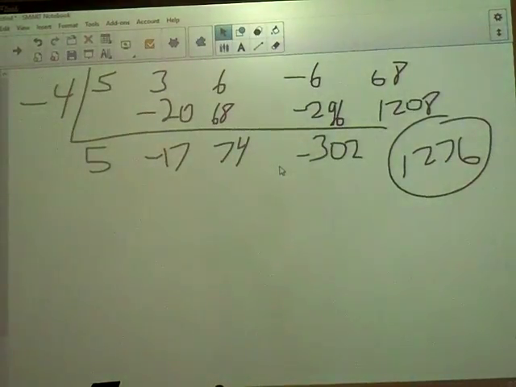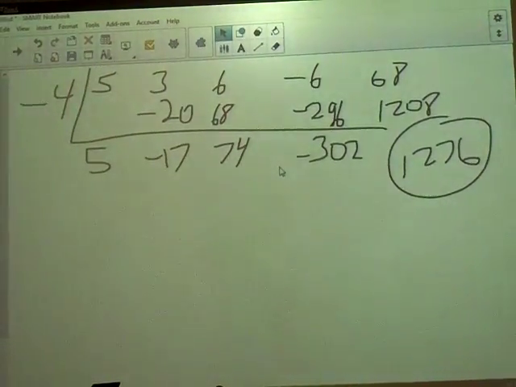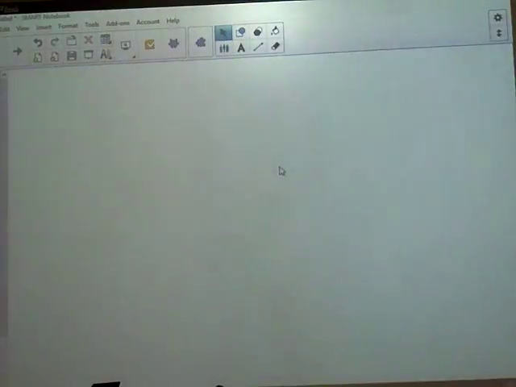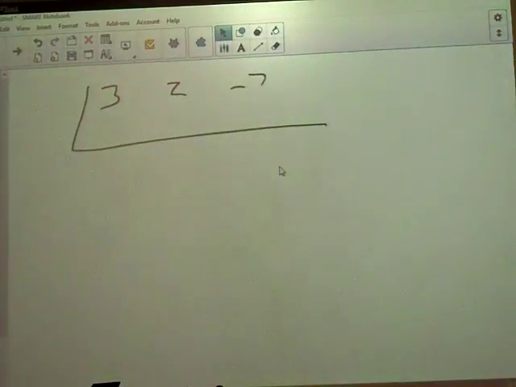Alright, on 11 it says use factor theorem to figure out if that's a factor or not. What you're looking for on that is if your remainder is a 0. So if you get a 0 remainder, yes, it's a factor. If you don't, no, it's not. So I have a 3x cubed, a 2x squared, a -7x, and a 2. The factor is x plus 2, so that means it's a -2 that goes outside. So I just do synthetic division. A 0 in the remainder is a yes. Anything other than a 0 is a no.